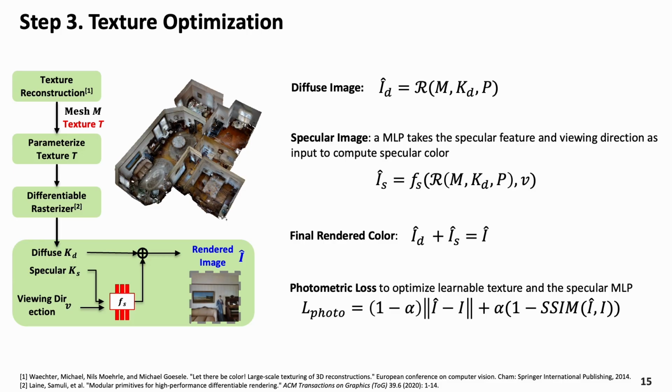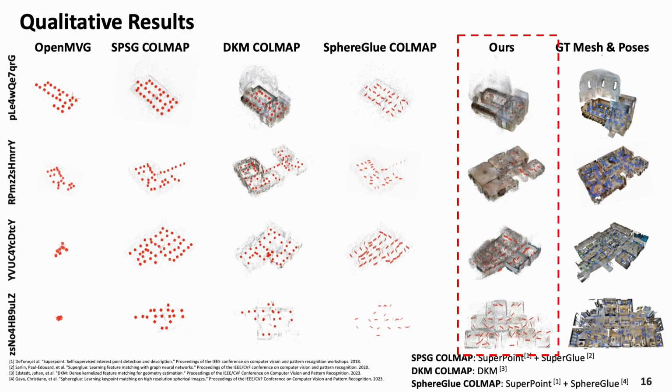We parameterize the texture map from classical TextRecon and use a differentiable rasterizer to render images from different viewpoints. For training, we simply compare our rendered result with the ground truth using photometric losses. Now we'll show the experimental results.